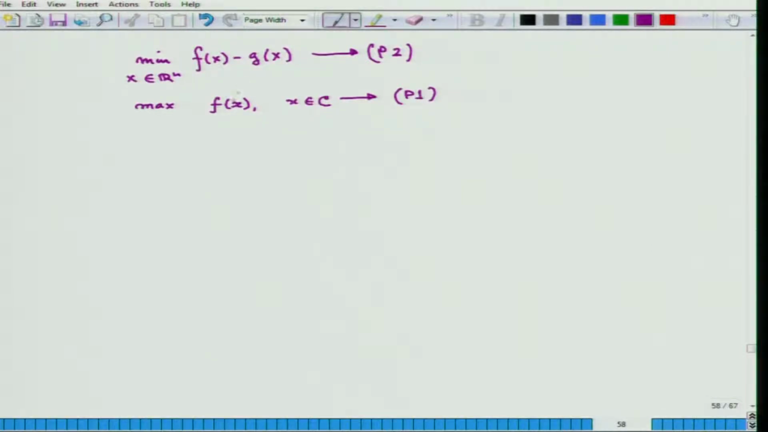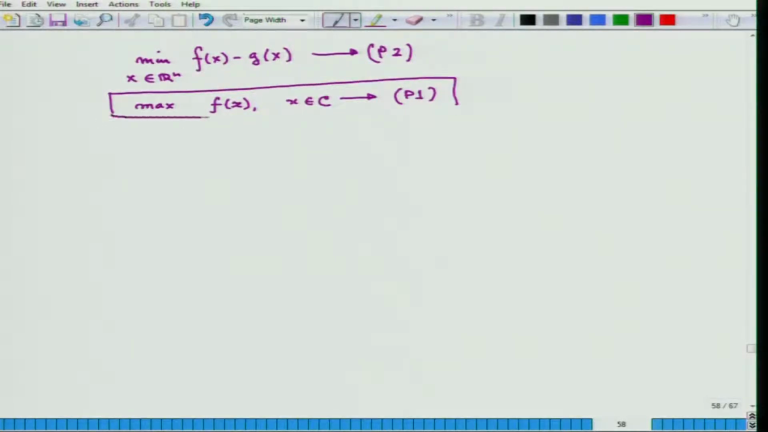Observe that P 1 can follow from P 2, because in P 1 if f is 0 throughout, then it is nothing but minimization of a concave function, because it is minus g x, so it is maximization of a convex function. So, now let us go to this problem of maximization of a convex function.